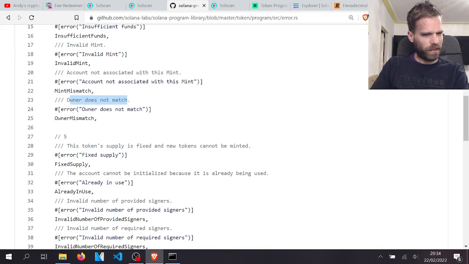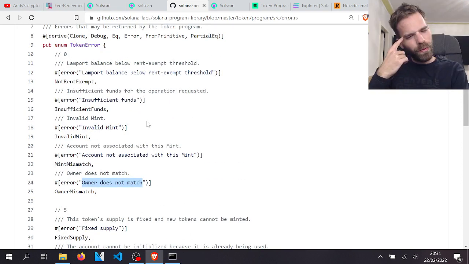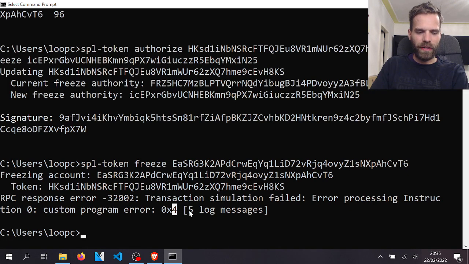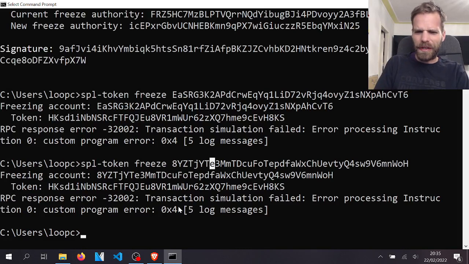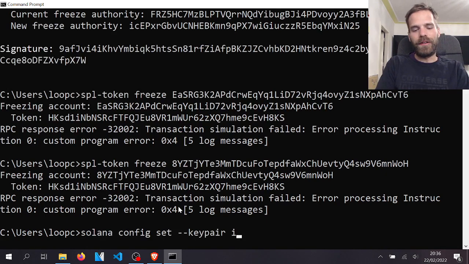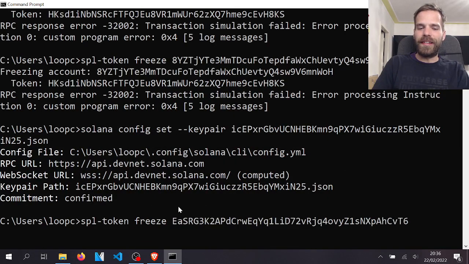Is that correct? Owner does not match. That's still a weird error. Why would the owner mismatch? Maybe a bad name for that, but okay, I take it. Or maybe I looked up the wrong error again, but I'm pretty sure that I did it correct this time. Anyhow, so we can't freeze anymore. But if we set key pair to the ice again, then we can suddenly freeze accounts.